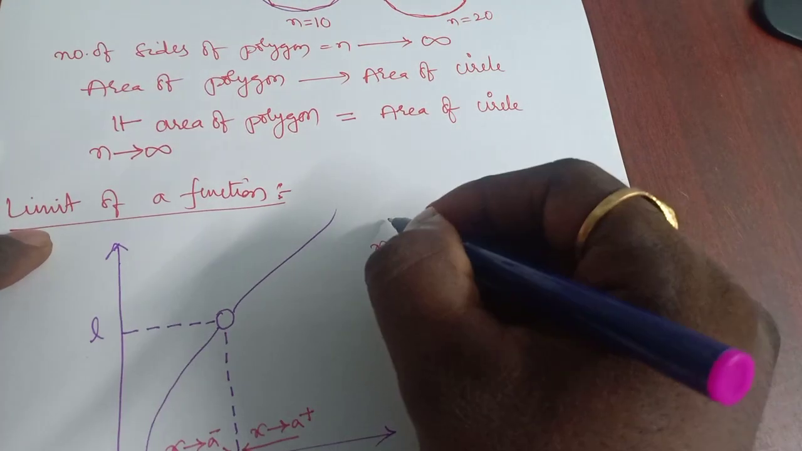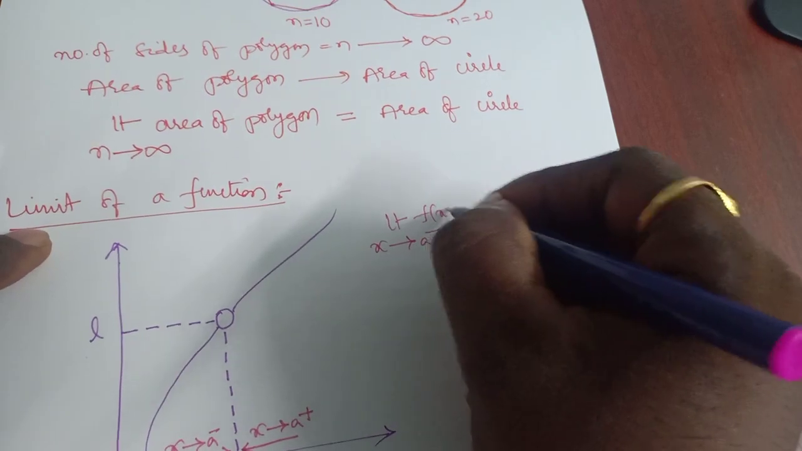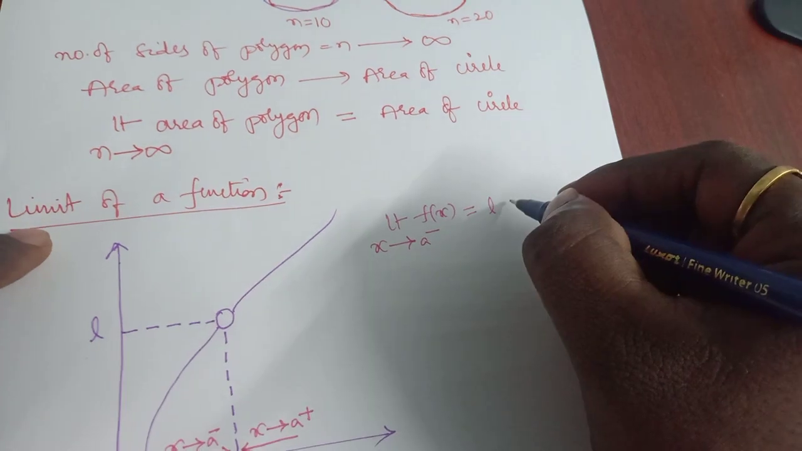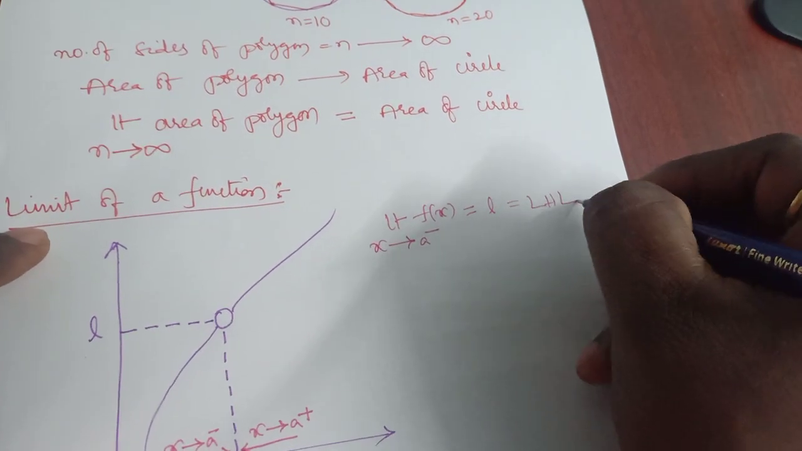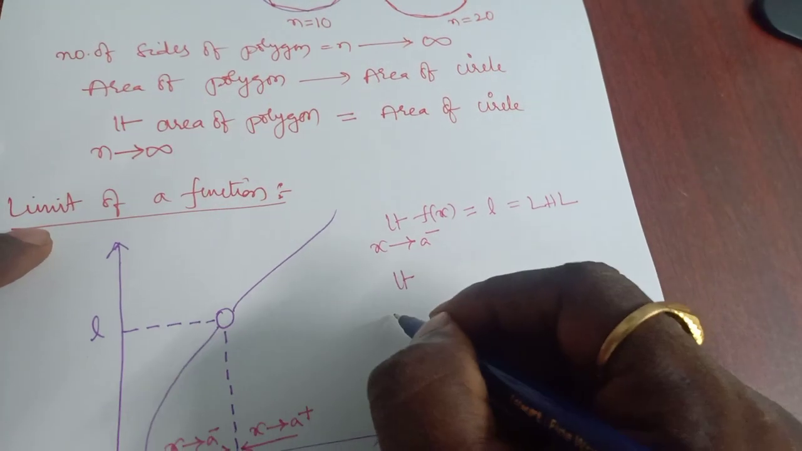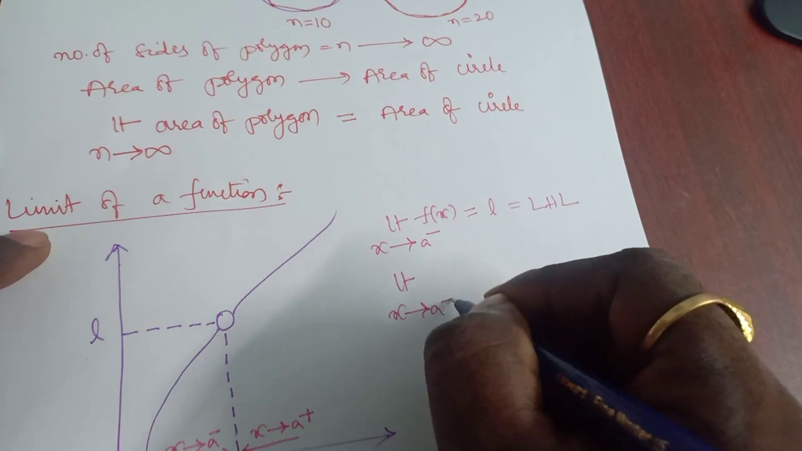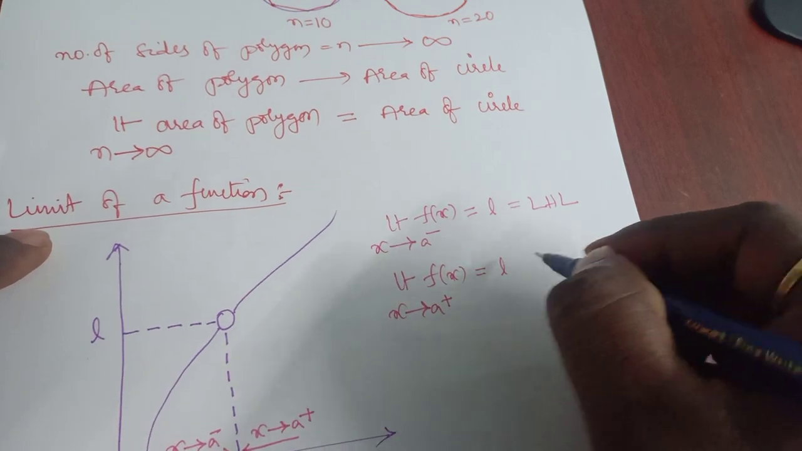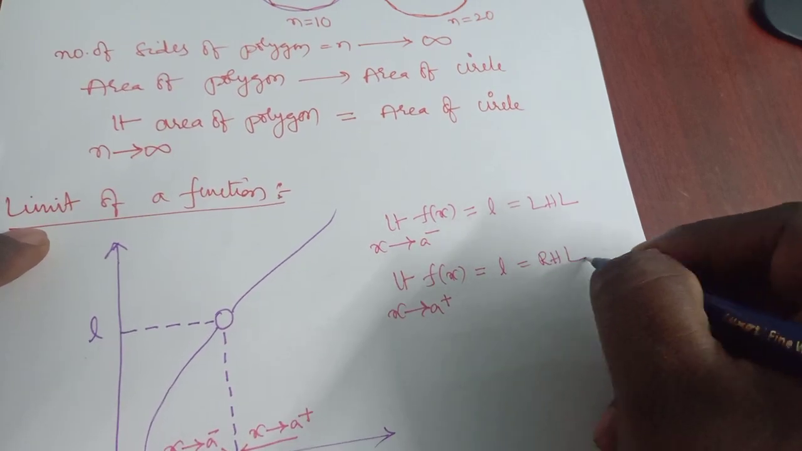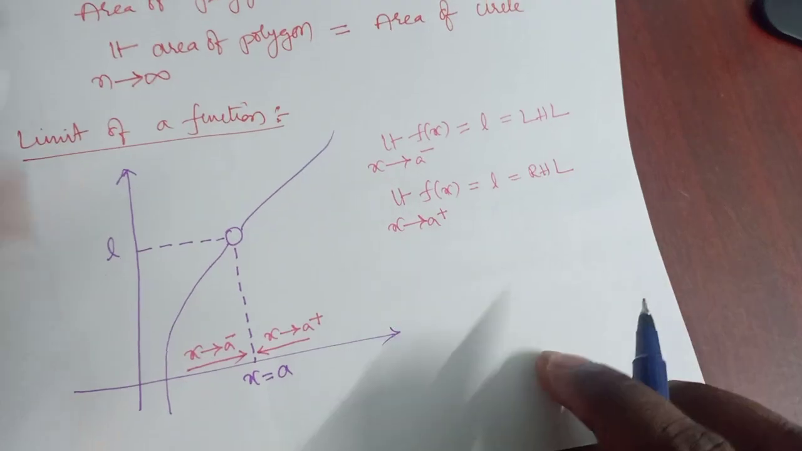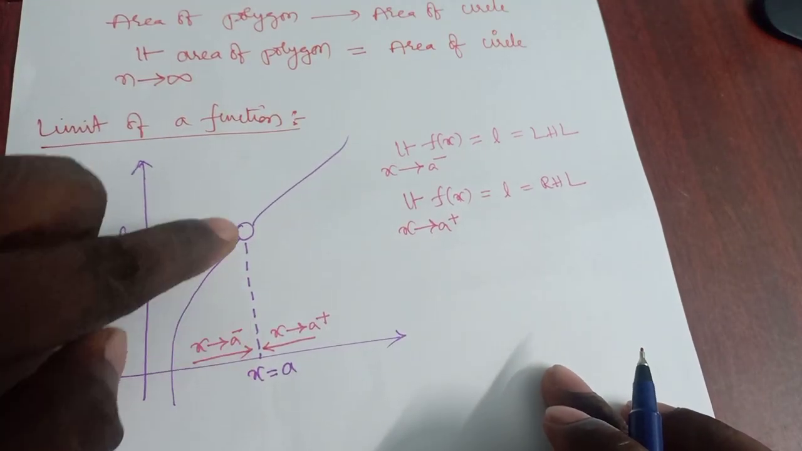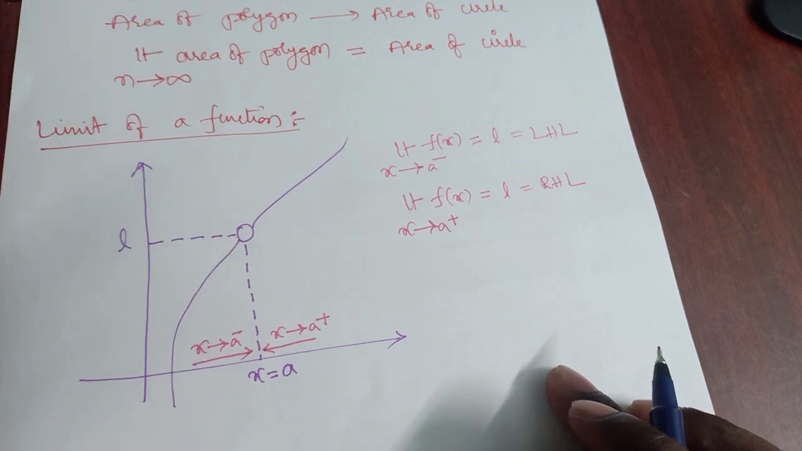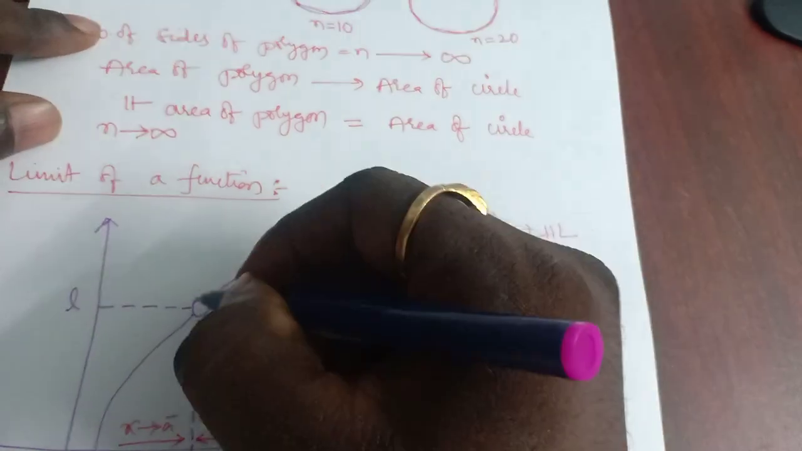As the x value approaches a from the left side, the limiting position of f of x is equal to L, and this is known as the left hand limit. As the x value approaches a from the right side, the limiting position of the function is also equal to L, which is the right hand limit. And here the functional value is not defined, but that is no problem, there is a hole.